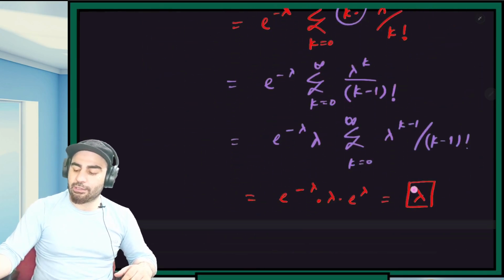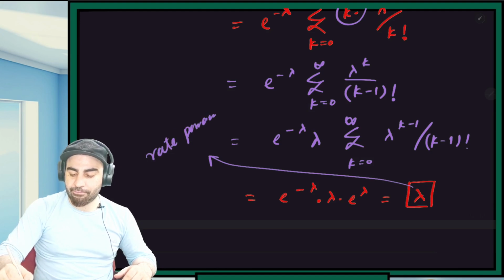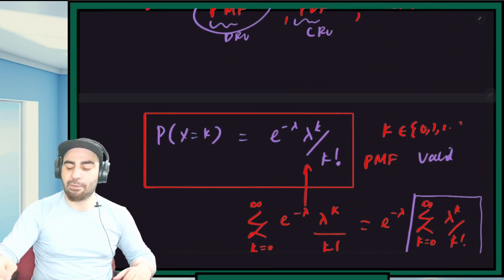So here this lambda is called the rate parameter. This is the parameter that we use in the PMF also. This lambda is a parameter of this distribution, and it's called a rate parameter. I hope this expectation is quite easy.